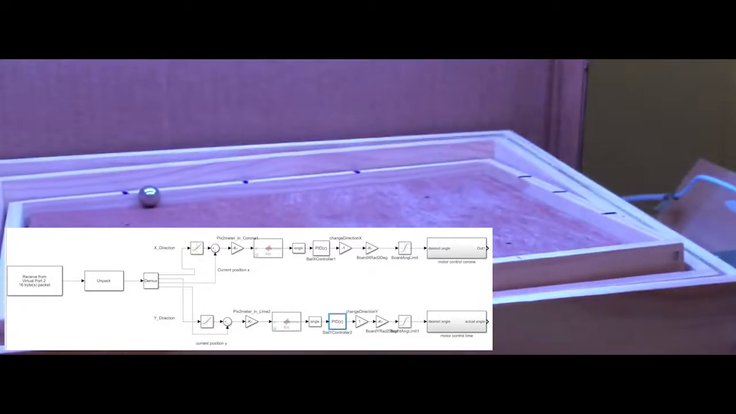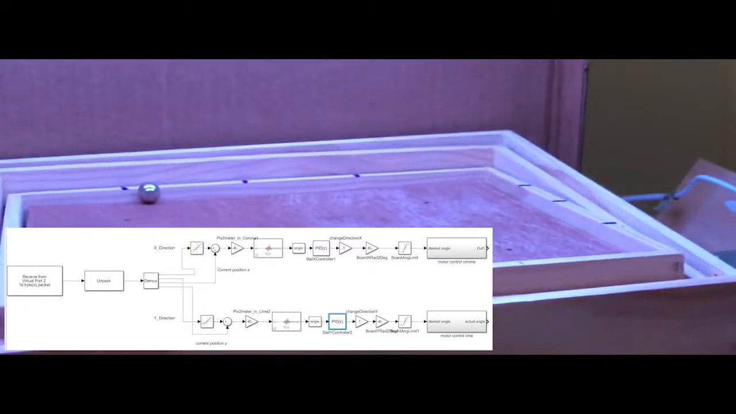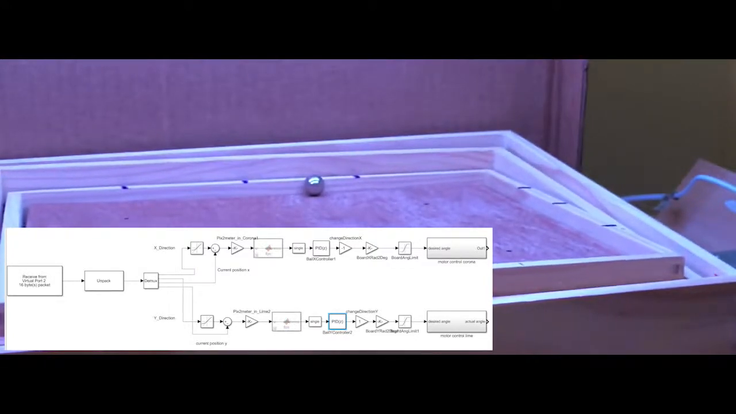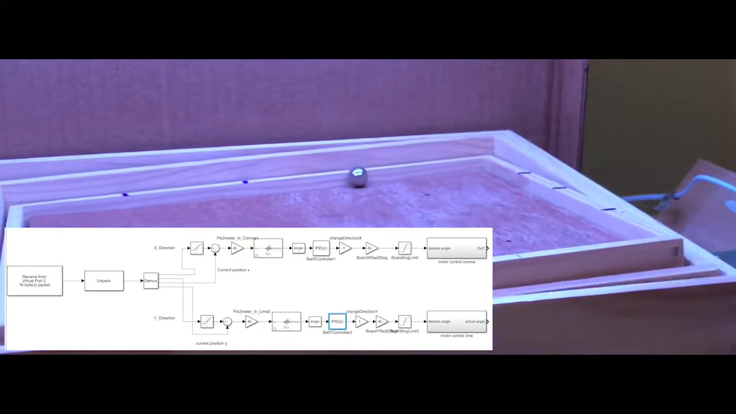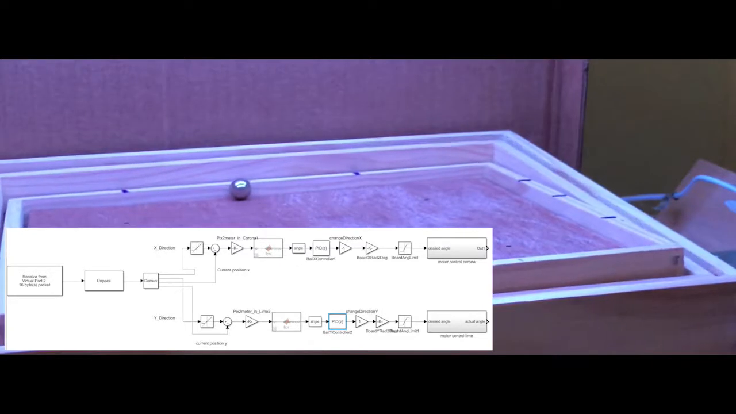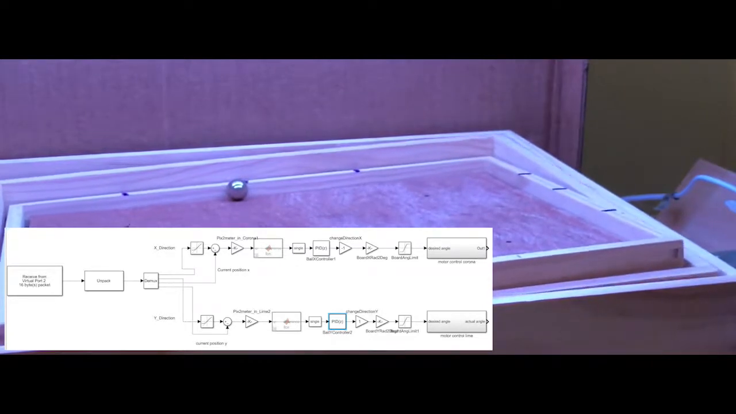This next block goes into a data type block. It just changes this over. It forces this over to a single data type, which is needed for the PID controller, which we'll talk about now. So we have two controllers within a singular direction.